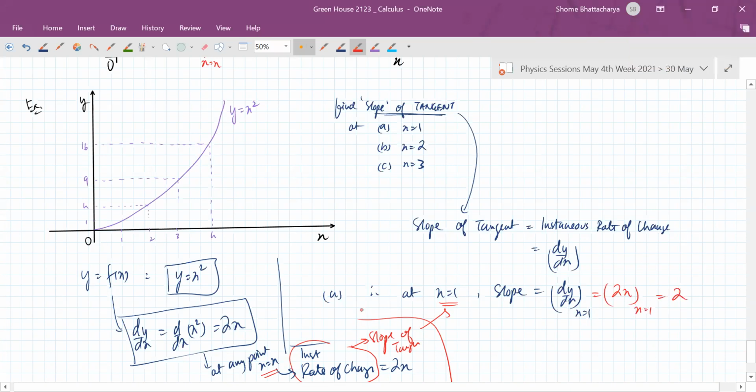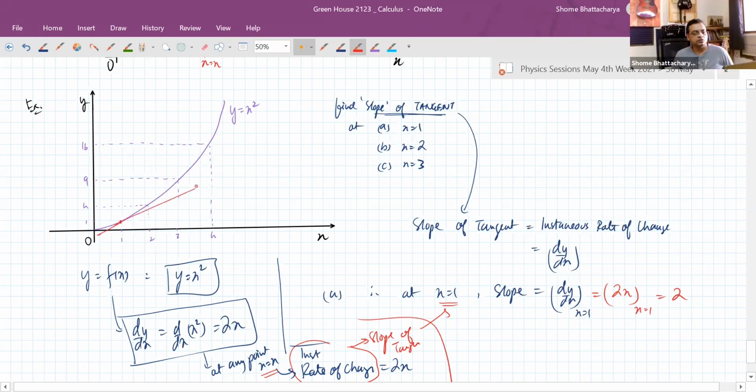2. So that means at this point x equal to 1 on the graph, if I draw a tangent line, roughly speaking, this is the tangent. This tangent should have a slope of how much? It should have a slope equal to 2. That is what the formula is showing.